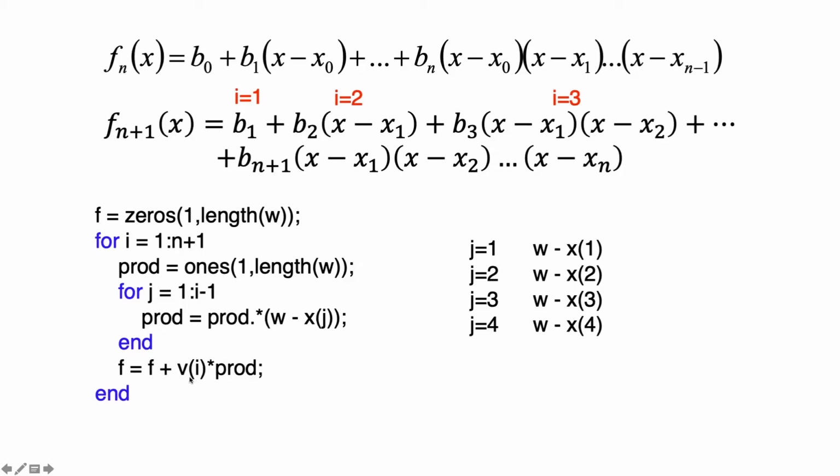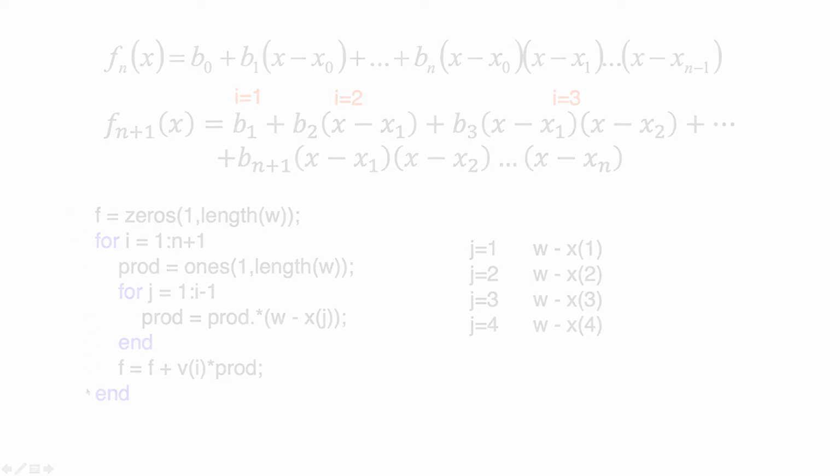That's what we multiply with v2 in this case, since i equals 2. So v2 is actually b3. So b3 times w minus x1 times w minus x2, and that is added to the current value of f, which is b2 times x minus x1. So now f contains this term and this term. And you're going to do that for as long as i does not exceed n plus 1. So I hope you understand how this part of the code works.